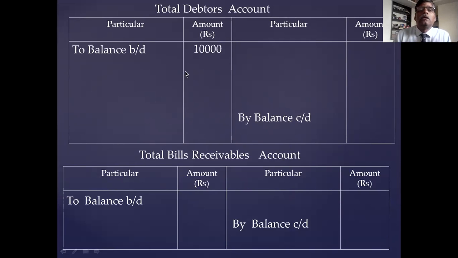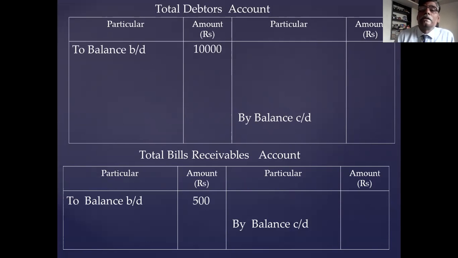First, I'll write the debtors. Debtors account in the opening statement of affairs is 10,000 and bills receivable is 500. This is the amount from the statement of affairs.